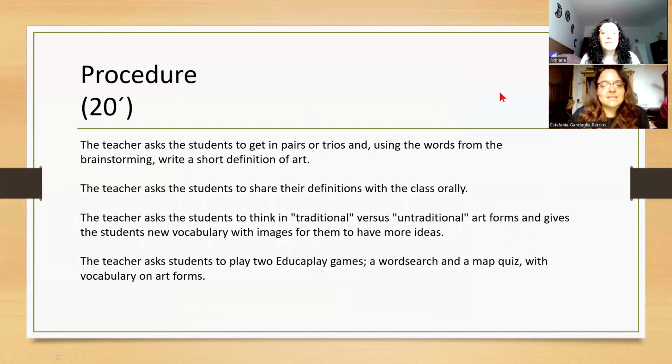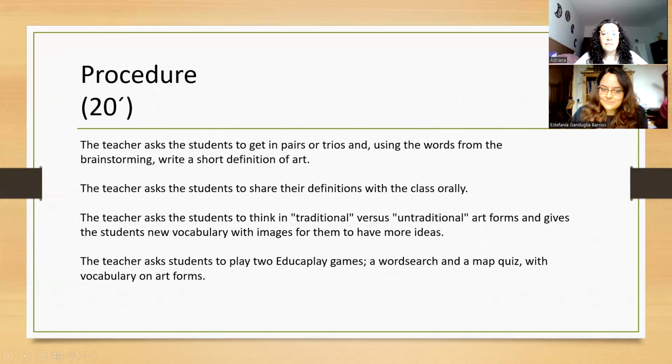Then the teacher asks the students to get in pairs or trios, and using the words from the brainstorming, we are going to write a short definition of art. The teacher asks the students to share the definitions with the class orally, and then the teacher asks the students to think in traditional versus untraditional art forms and gives the students new vocabulary with images for them to have more ideas.